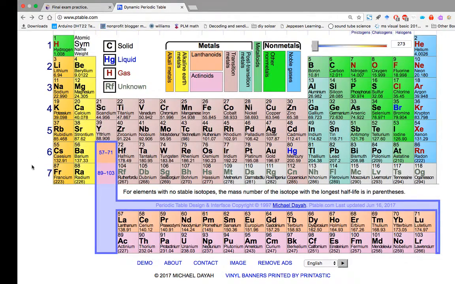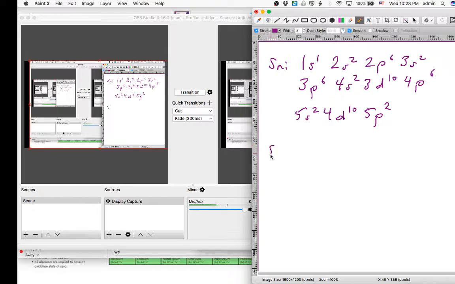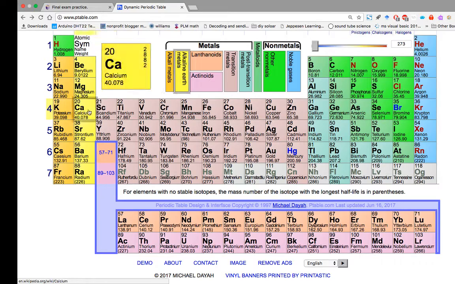So you would go: tin is the same as krypton in square brackets, followed by whatever's left, which is this stuff. 5s2, 4d10, 5p2. So here's krypton, and then you put an additional 5s2, 4d10, and 5p2. And there you have tin. That's the electron configuration for tin in the noble gas shorthand notation.